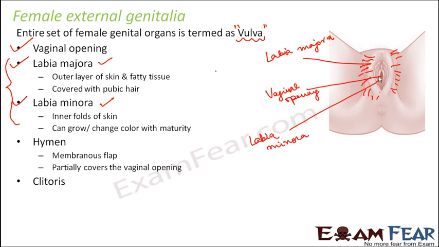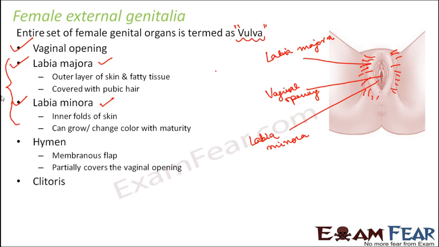Now it is not necessary that the hymen will always break during sexual intercourse. It is also possible that if somebody is playing a lot of sports or doing a lot of exercises, when a lot of pressure is exerted on this part, the hymen, being a very thin membranous flap, gets broken. So it is not necessary that hymen can be broken only during sexual intercourse.